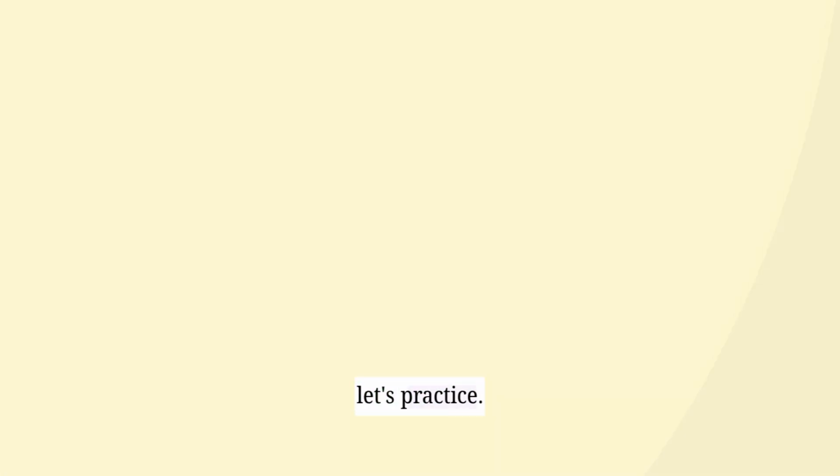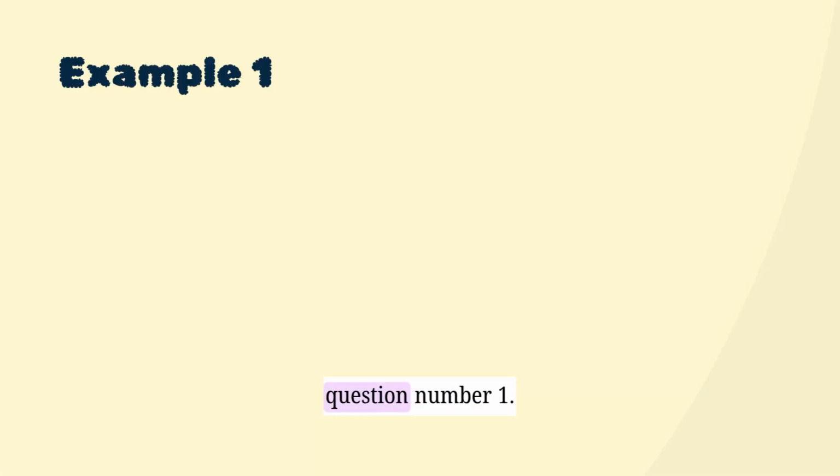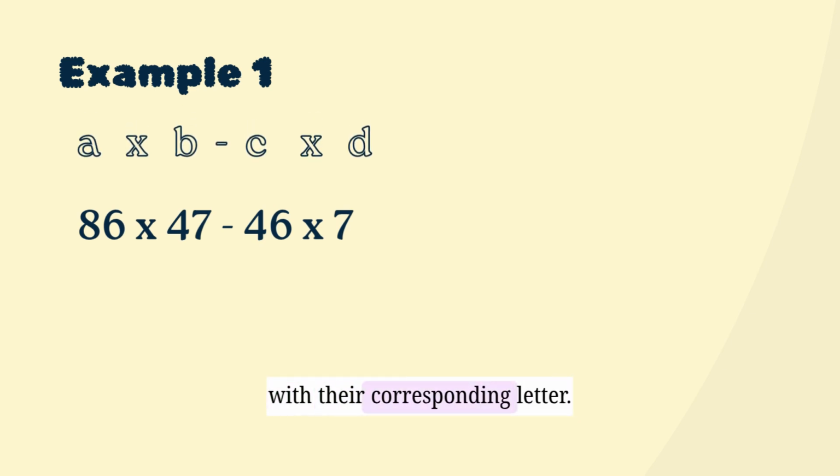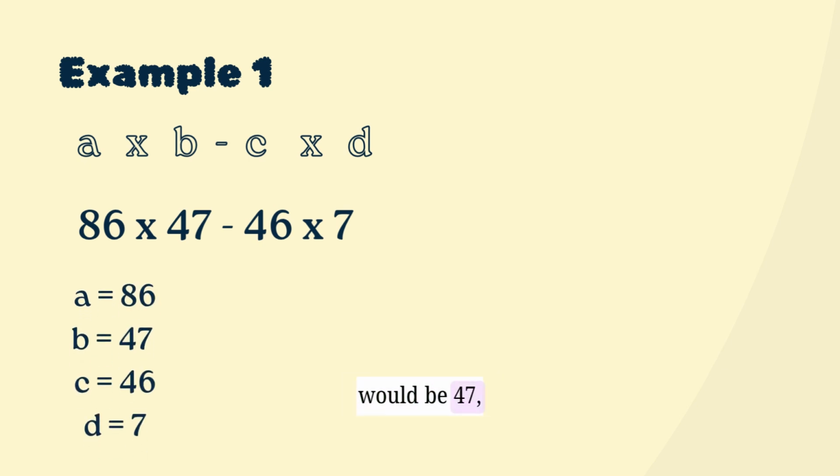Now, then, let's practice. Example, question number 1. 86 times 47 minus 46 times 7. Now, let's substitute the numbers with their corresponding letter. A would be 86, B would be 47, C is 46, and finally, D is 7. We also need to check for the requirement, which would be that A minus C is equal to the difference of B and D. So, let's check.